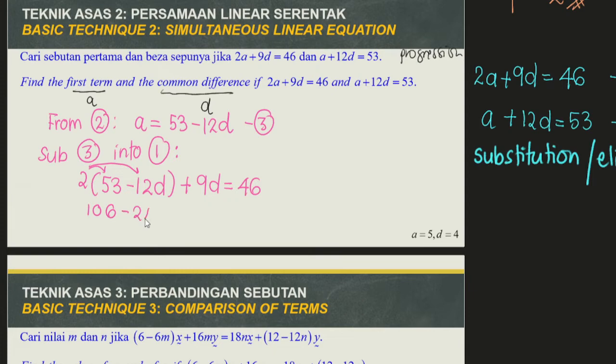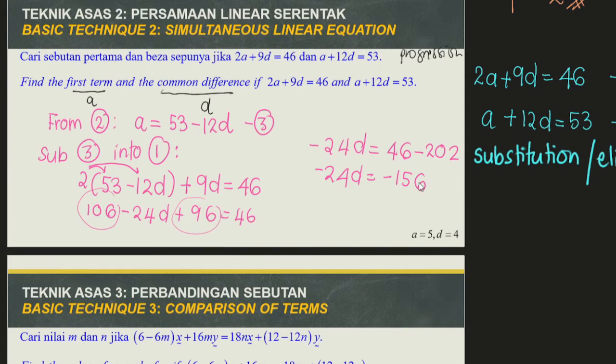So minus 24D plus 96. I'm going to bring the 106 to the other side. Before that I solve this first. 106 plus 96, which I get 202. So negative 24D equals 46 minus 202, which we get negative 156. Now look at the question.